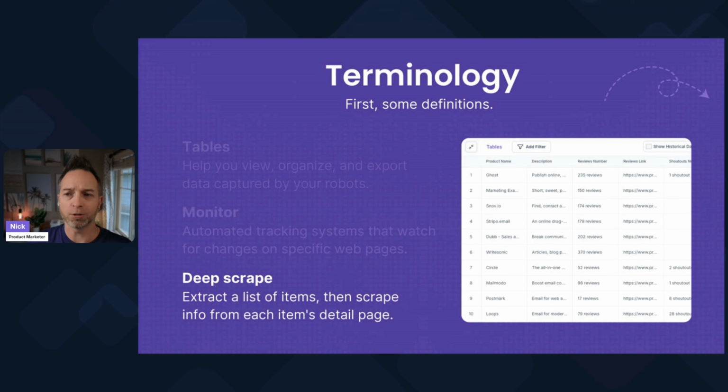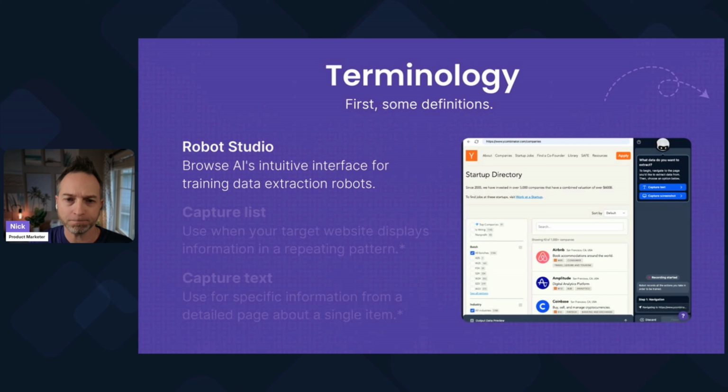Deep scraping is one of those terms that people have multiple names for. We call it deep scraping, where you extract a list of items. So maybe it's a list of properties, and then you scrape each of those properties' individual pages to get more details. So we do this in a 2-robot structure. The first one gets the list of items, and the next one gets details from each item. It's not just one robot where you're training a robot to click in. That would get tricky and messy. We do it with 2 robots, and I'll show how that process works in a bit here.